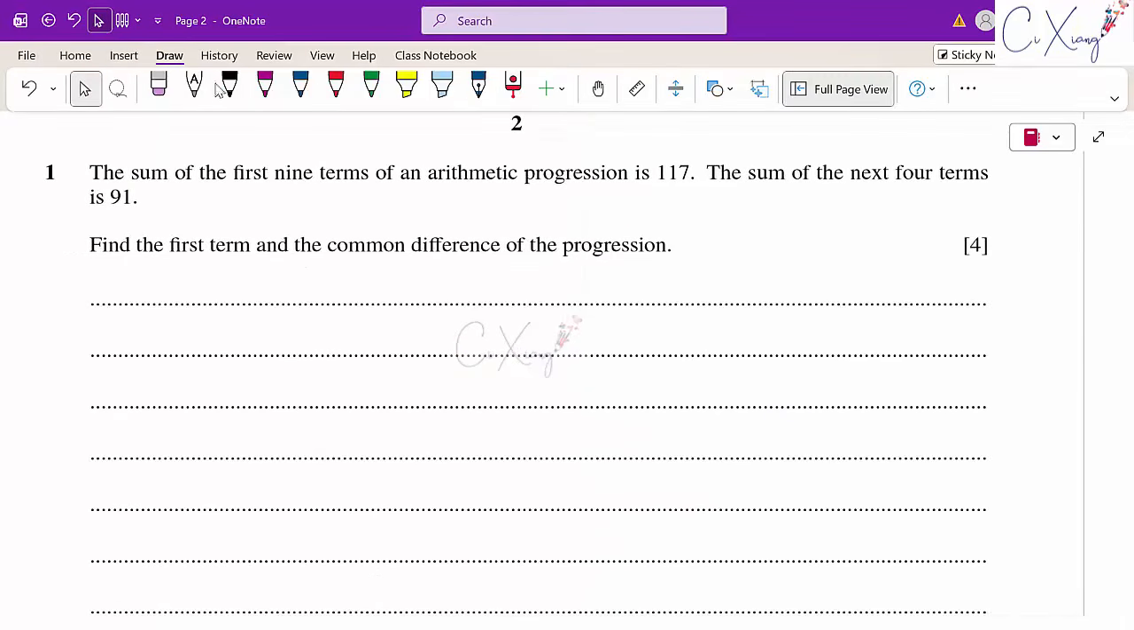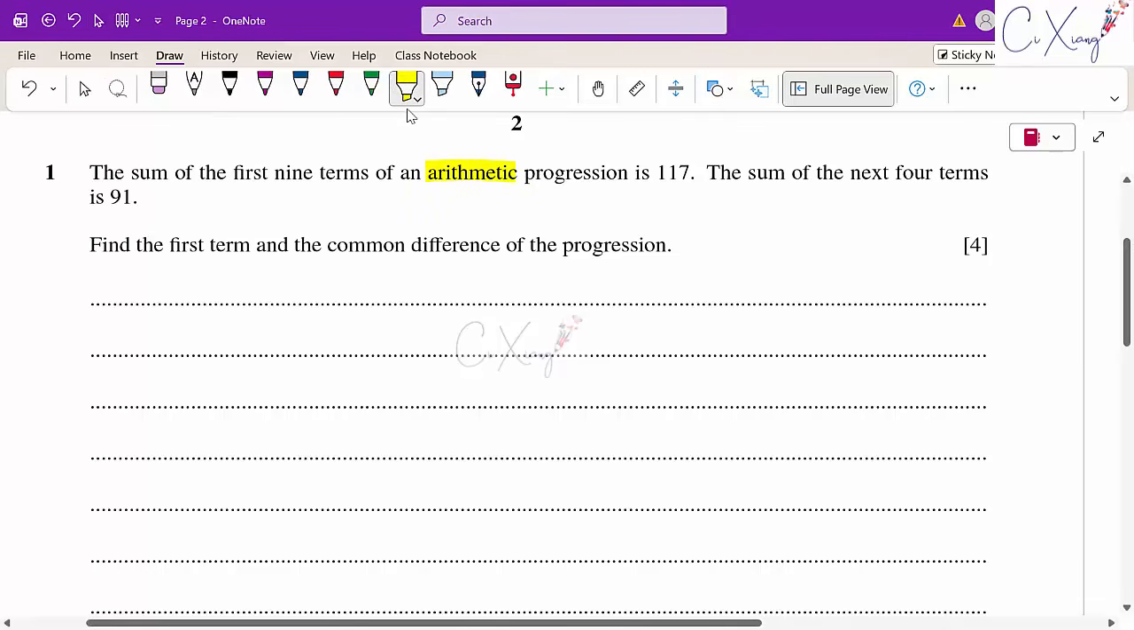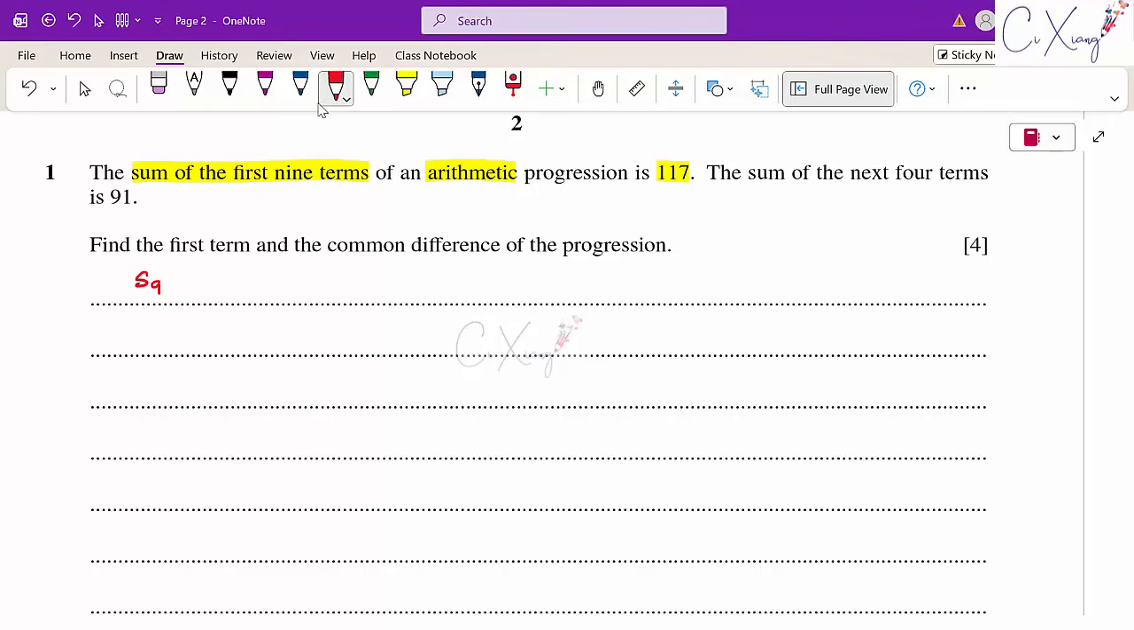All right, so we are given the sum of the first 9 terms of an arithmetic progression. So we have the keyword arithmetic progression, and then the sum of the first 9 terms is 117. If you try to write out this information, it should be something like this. It is the arithmetic progression, so S9 equals 117. I write out the first piece of information given first: S9 equals 117.